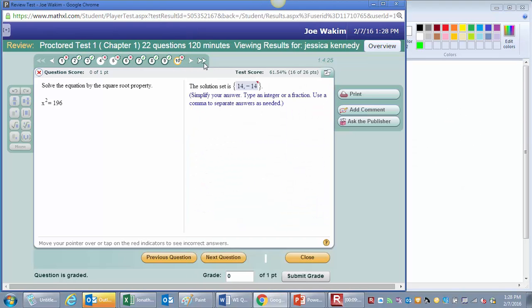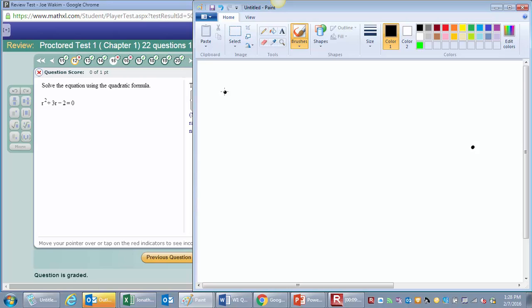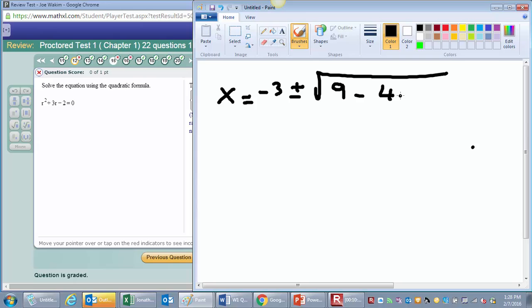All right, let's try the next one. That would be number 12. Solve the equation using the quadratic formula. They already tell us to use the quadratic formula, so we're not going to try trial and error. So minus b would be negative 3, plus or minus the square root of b squared, which is 9, negative 3 times negative 3, minus 4ac. 4 times a, which is 1, times c, which is negative 2. And the whole thing should be divided by 2 times a, but a is 1, so just 2.